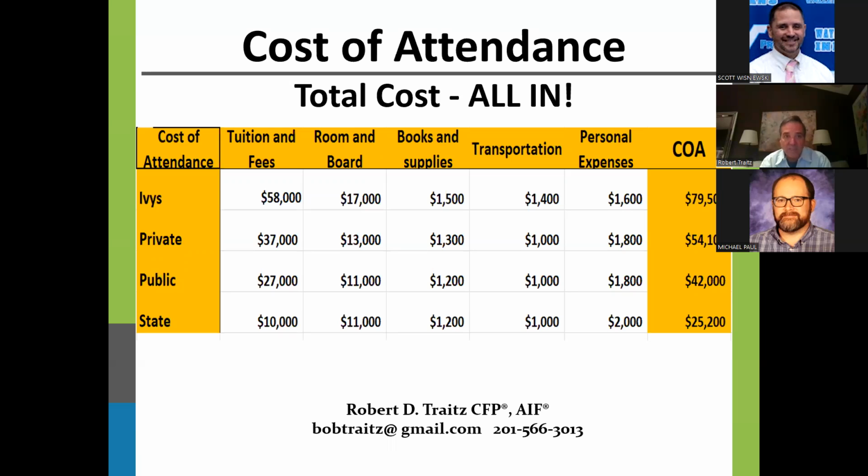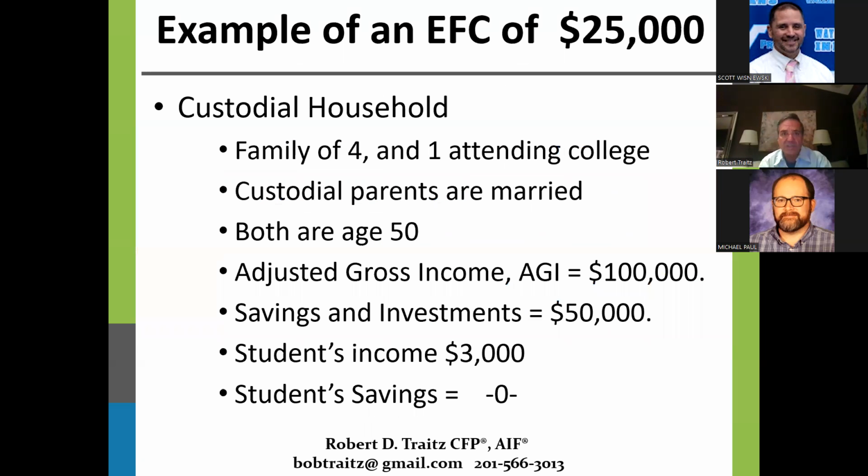Look at the private. Again, lower tuition and fees, lower room and board, lower books and supplies, and so on. So every school has its own cost of attendance. So what do we do with the cost of attendance? We're going to take the cost of attendance and we're going to subtract out the expected family contribution. Now, again, cost of attendance will vary from school to school, but the EFC is constant. Your family is still a family of 4. Your adjusted gross income is still $100,000. Your savings is still $50,000. So your EFC remains the same.